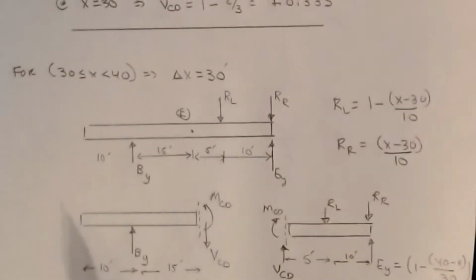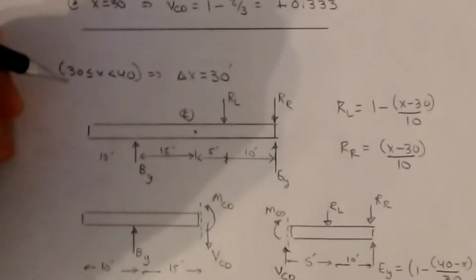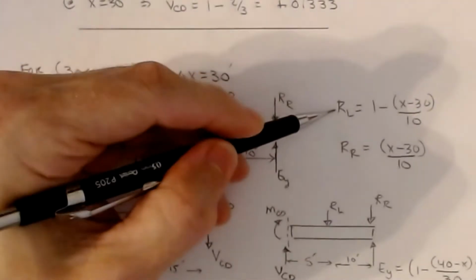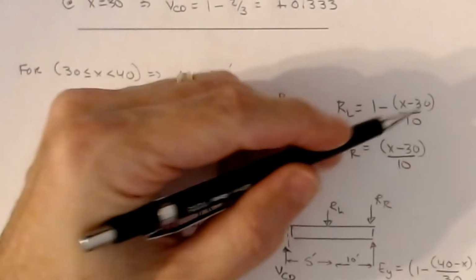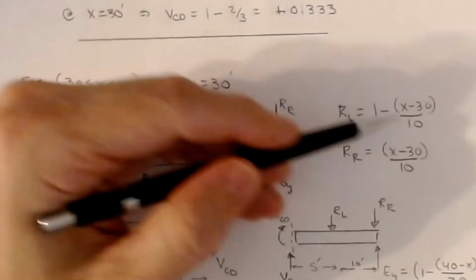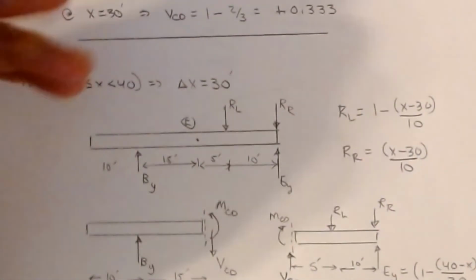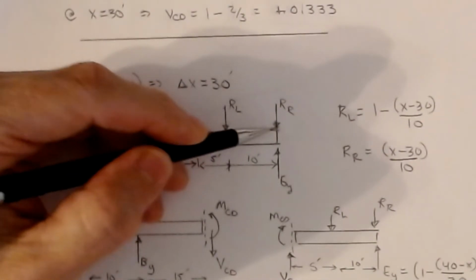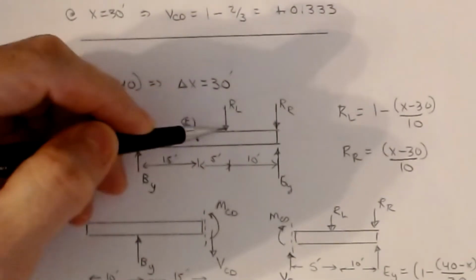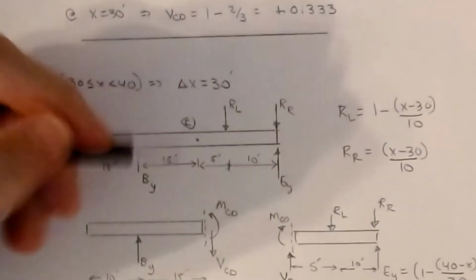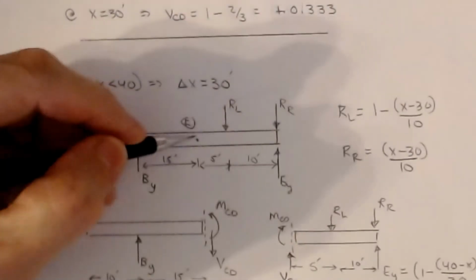Again, same game. Okay, 30 less than x less than 40. Our offset is now 30, so my reactions are now 1 minus (x minus 30)/10 and (x minus 30)/10 for RR. Okay, so the only thing that changed was this last term in all of these. Okay, and then the position of the load has now moved so that RR is now sitting over the top of the support, and then RL is sitting at 30 feet from the left. Okay, and then BY is still the same, EY is still the same, my point F is still in the same location.